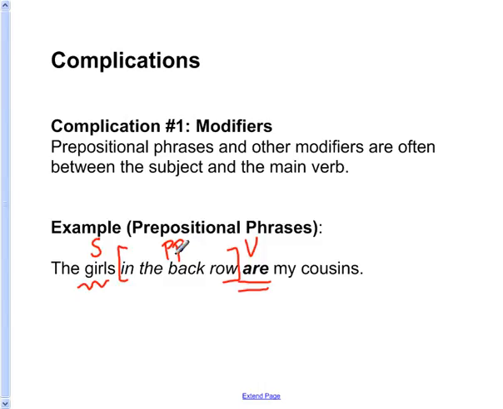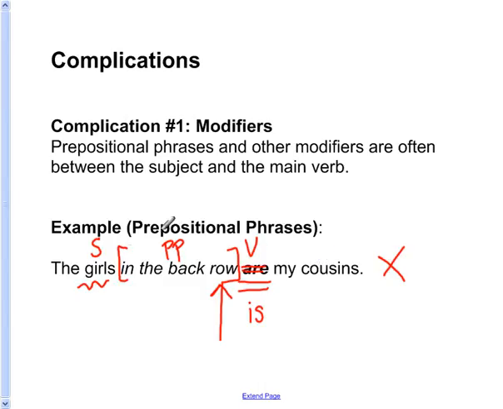However, if we didn't realize that, we might be tempted to think that row is the subject of the sentence. And you'll notice that row is singular. So if we thought row was the singular subject of this sentence, we would be tempted to use the singular verb form, which is. So we could be tempted to read the sentence like this: The girls in the back row is my cousins, which of course is incorrect.